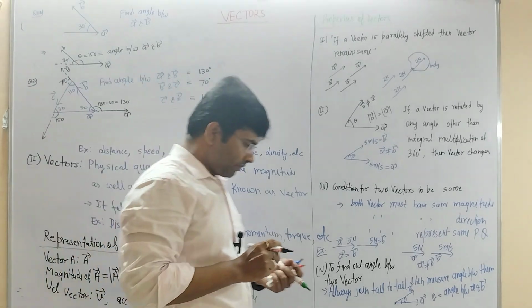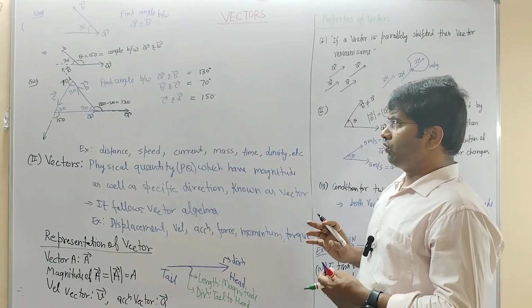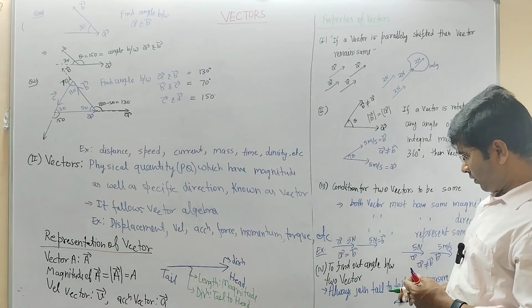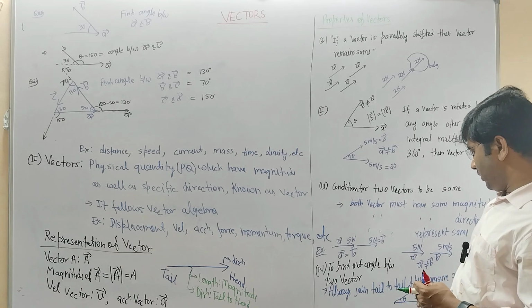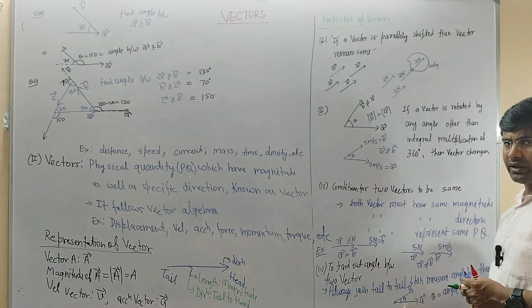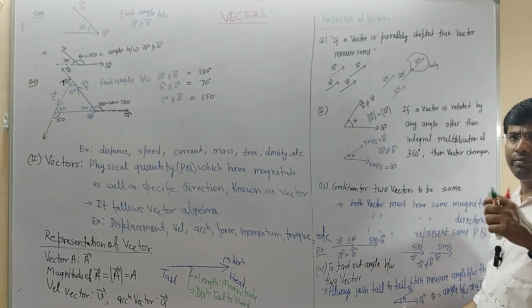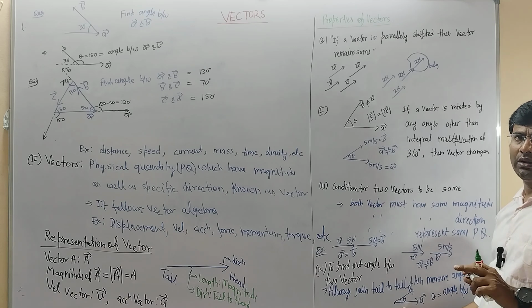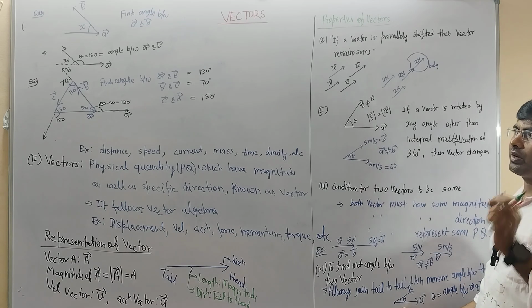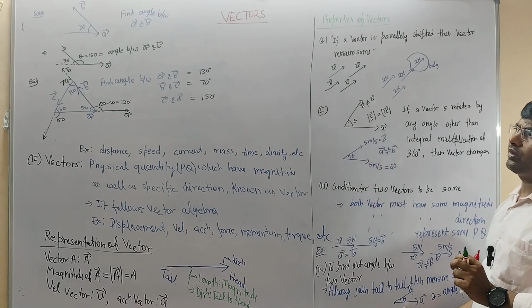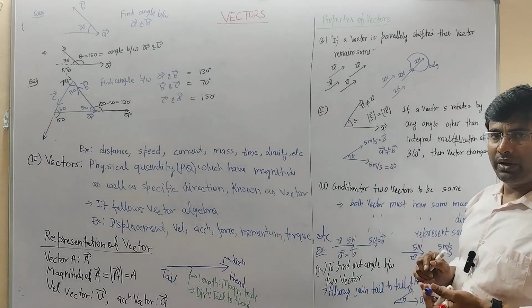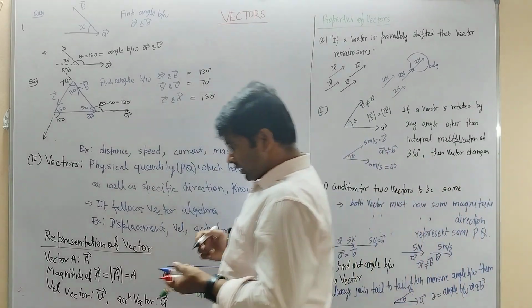If there are any two vectors, to find out the angle between them, we always connect tail to tail. Either you shift A or B, it will not affect. Always tail to tail must be joined. After connecting tail to tail, find out the angle between A and B, and we can get the answer.